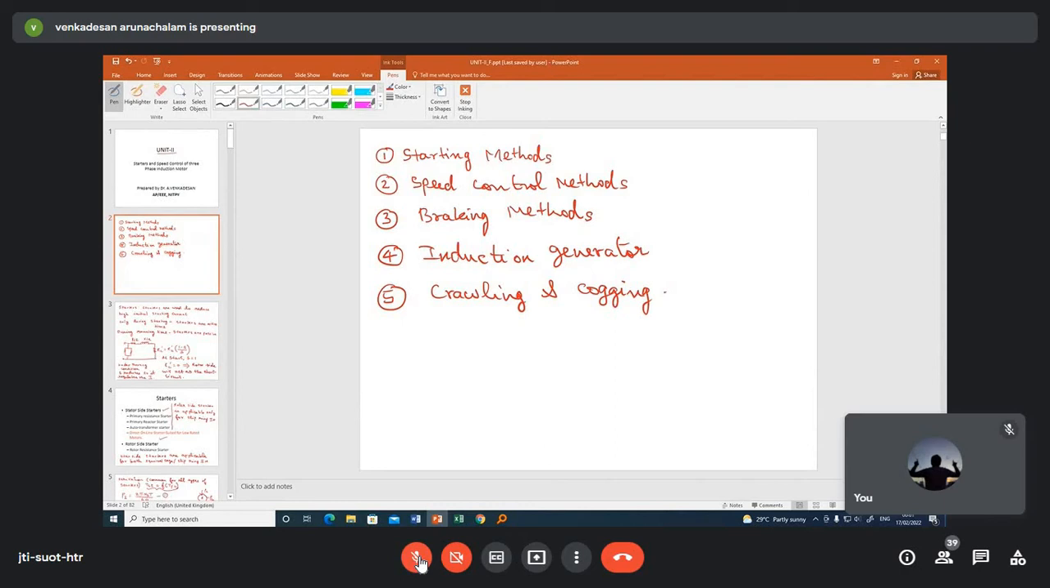So these are all the five topics we are going to cover in unit 2. In unit 2 also we are concentrating on induction machine. If we cover these five topics, then unit 2 is completed. So first we will take the starting method.